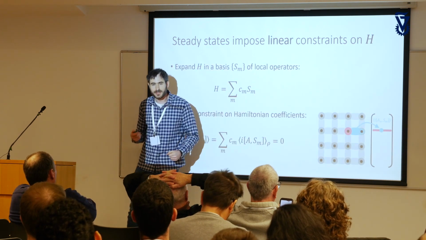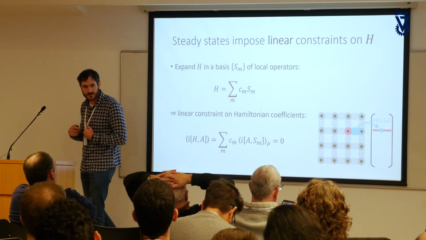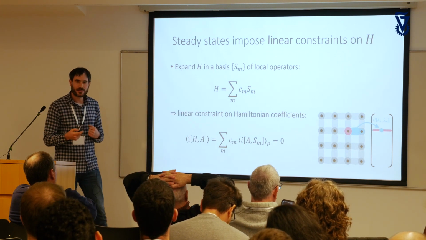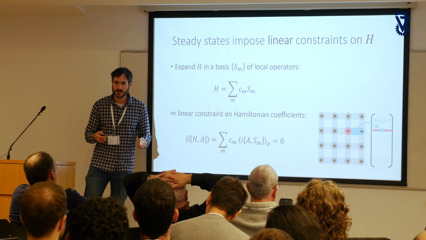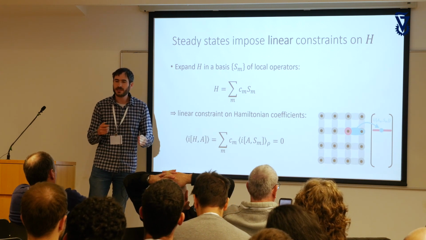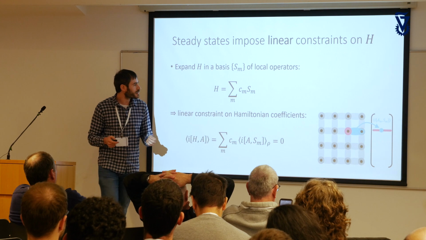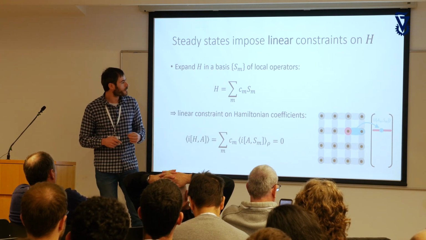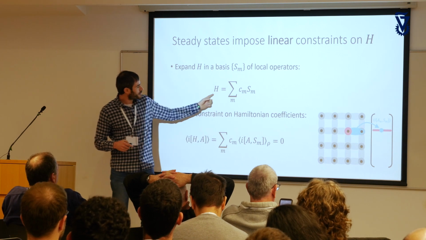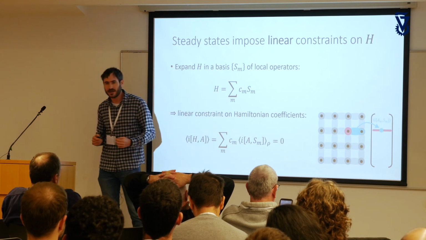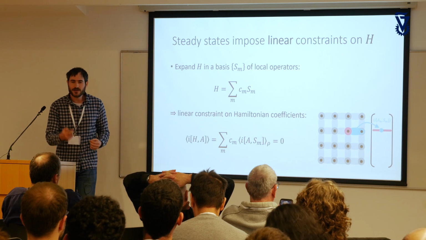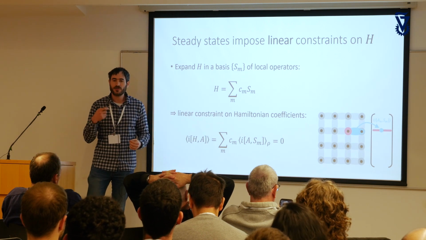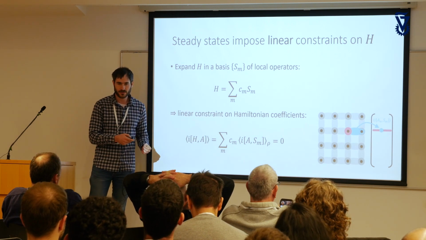How can we use these constraints to extract the Hamiltonian? Well, we can expand the Hamiltonian in some basis of local operators. So we assume that we know the basic building blocks of the Hamiltonian. These can be all operators acting on single sites or nearest neighbors. We expand the Hamiltonian in this basis of local operators, and then this constraint becomes a linear constraint on the coefficients of the Hamiltonian in this basis of local operators.